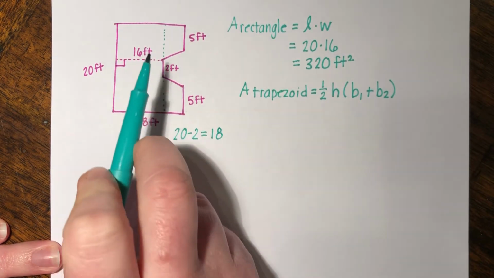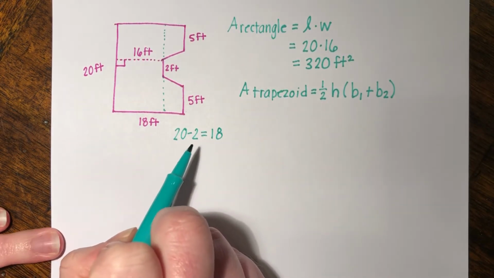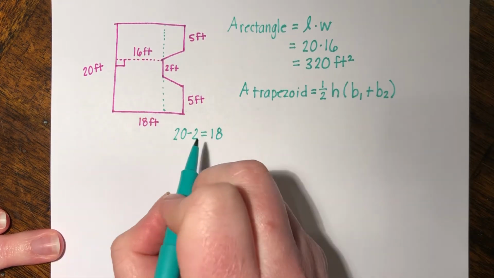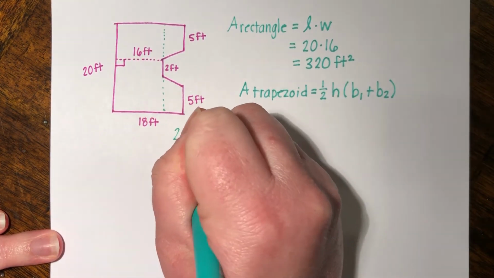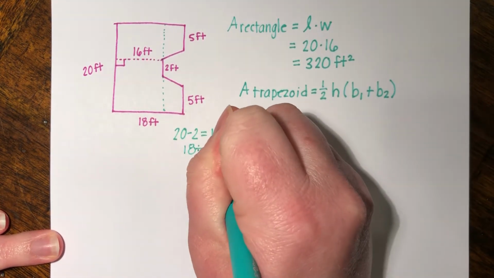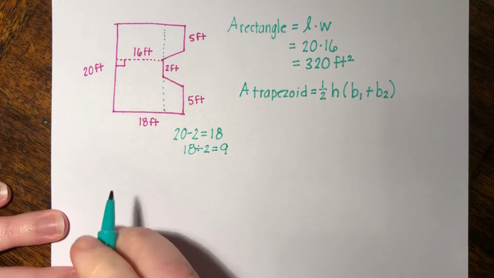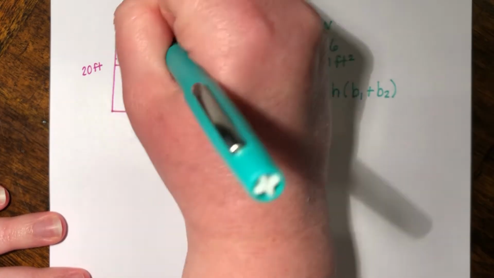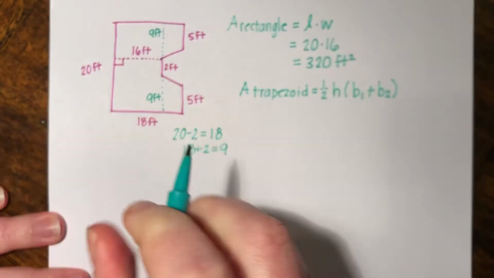But these two trapezoids share that length of 18. And since we know that they are identical, the same shape, then we could say 18 divided by 2, because we know it's the same exact measurement. And 18 divided by 2 gives us 9. So now we have the length of our other base. So we have 9 feet and 9 feet.